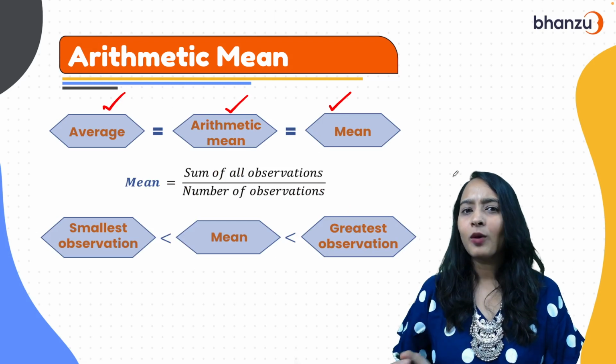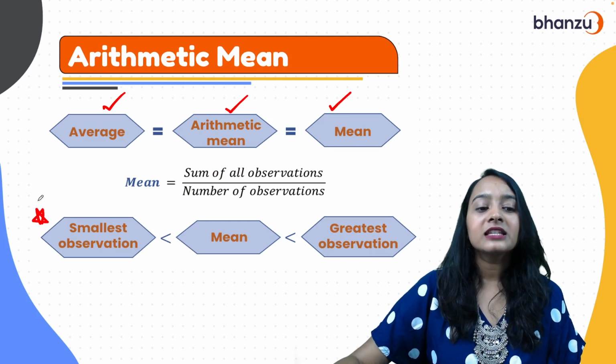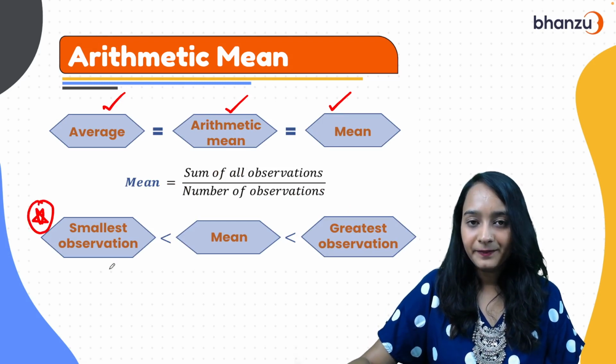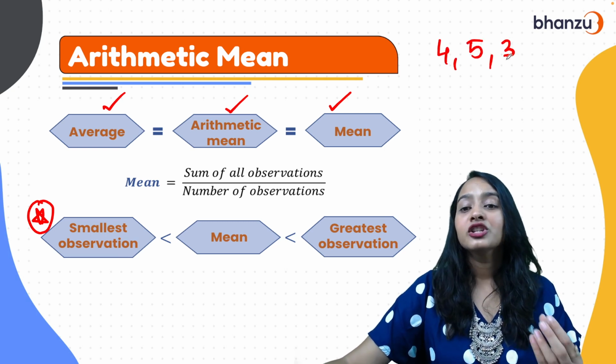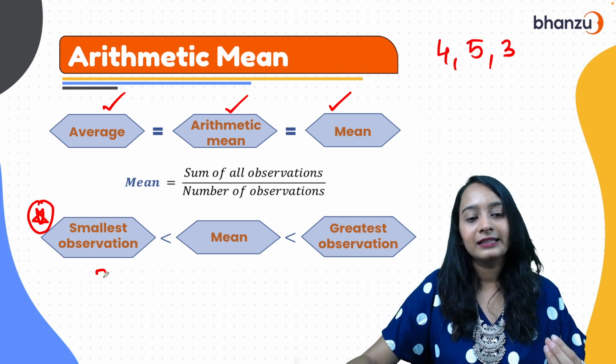Now, there's another observation I want you guys to make. The smallest observation of the data, like here we have 4, 5 and 3. So what is the smallest observation? 3.